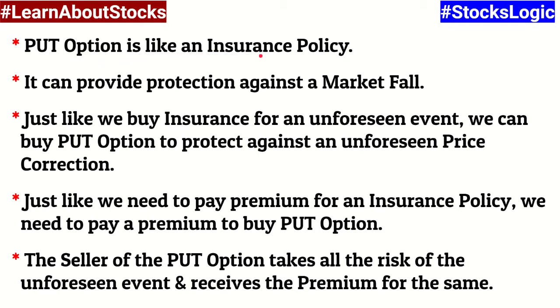Just like how we buy an insurance policy to cover us from an unforeseen event. For example, we buy motor insurance for our car or two-wheeler, then we buy health insurance or life insurance. Most of these insurance policies cover a particular unforeseen event. It could be a car accident or road accident, it could be any medical emergency, or it could be an unfortunate death of a family member. So these insurance policies basically cover us from such unforeseen events.